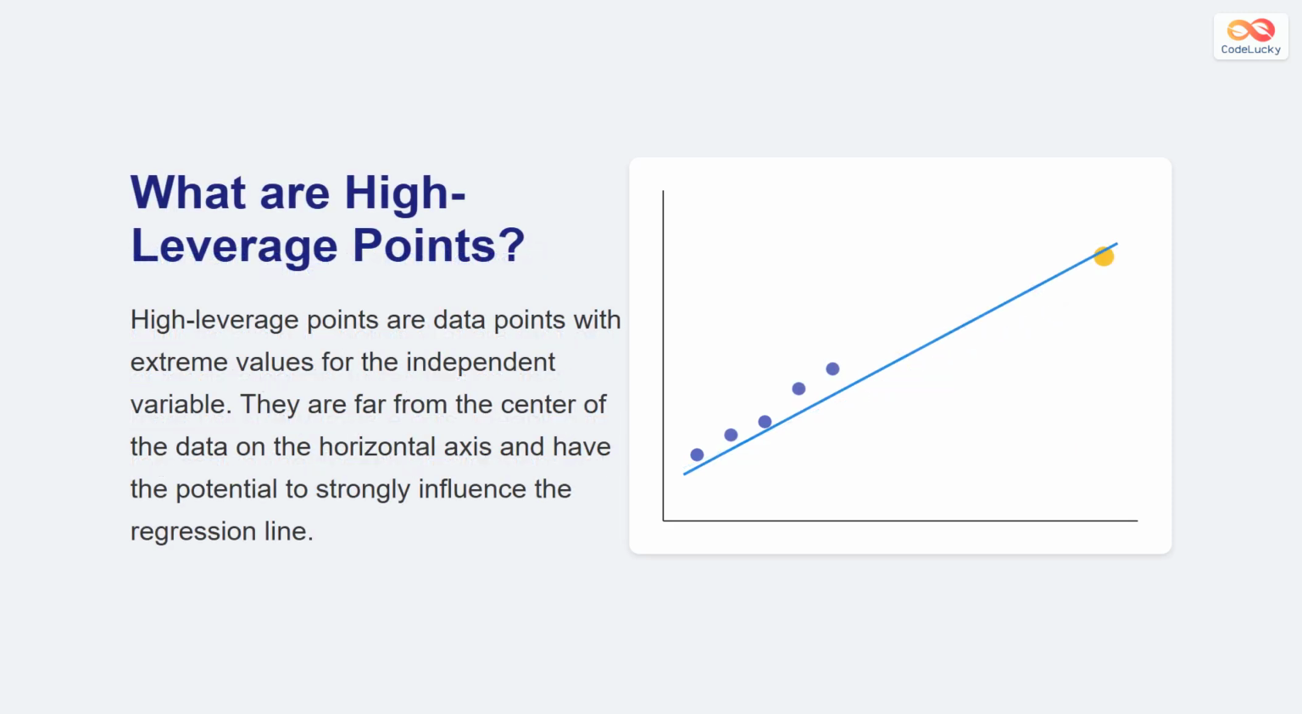Next, we have high leverage points. These are data points that have an extreme X value, meaning they are far to the left or right of the other data points. Because of their position, they have the potential to act like a lever and pull the regression line towards them.